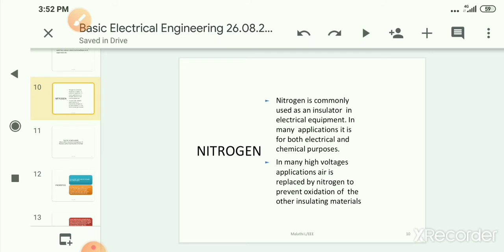Why? What is the reason? It always prevents oxidation. That's why it reduces the rate of deterioration, meaning it increases the life of the equipment. Wherever we want to prevent oxidation, there we use nitrogen.